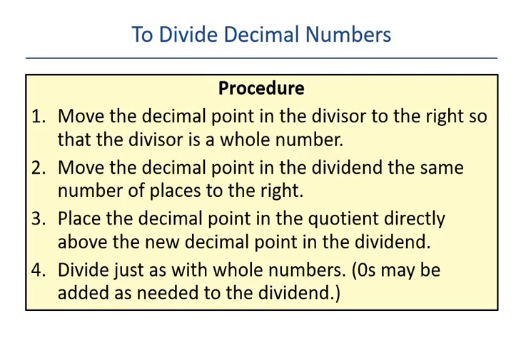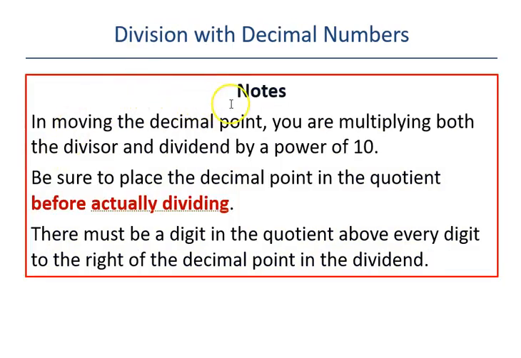Okay, and then there's a note. In moving the decimal point, you are multiplying both the divisor and the dividend by powers of 10. We're basically getting rid of decimals in a way. You're going to see that later on. Be sure to place the decimal point in the quotient before actually dividing. There must be a digit in the quotient above every digit to the right of the decimal point in the dividend. Let's look at an example, then we'll do one on our own.